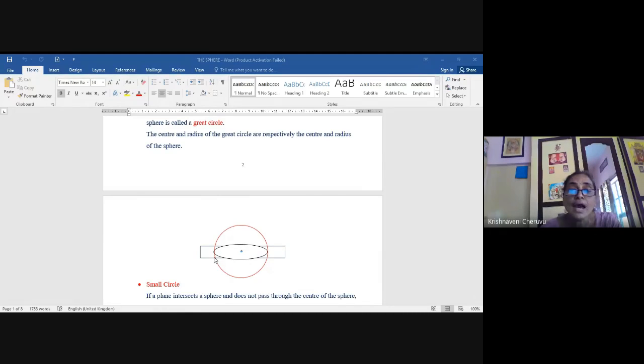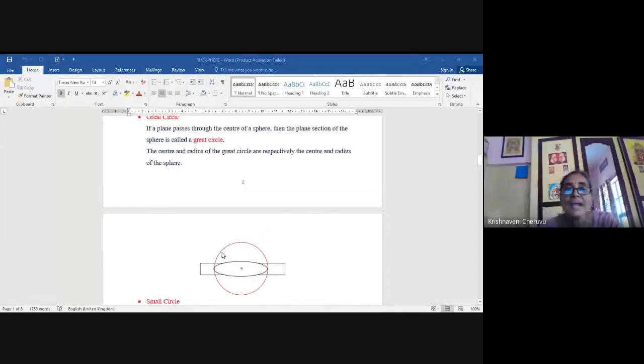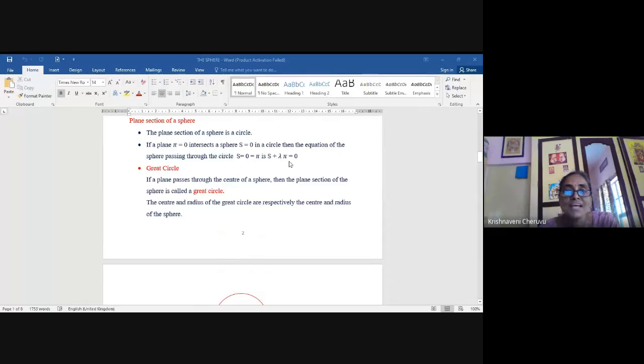Now, if you are asked to find the equation of a sphere passing through this circle, you can write the formula as S plus lambda pi is equal to 0, where S is equal to 0 is the sphere and pi is equal to 0 is the plane. When this plane intersects the sphere, you will get the circle. S is equal to 0, pi is equal to 0 is the circle, in the form of the intersection of a sphere and a plane. So this is the equation of a circle, girls. And now you're going to find a sphere which is passing through this circle, S is equal to 0, pi is equal to 0.